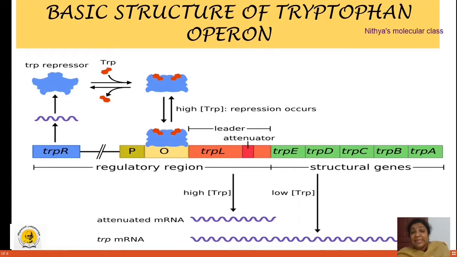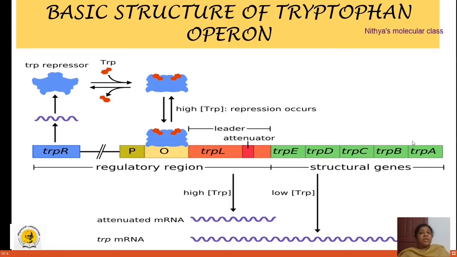Now we can see what this operon looks like. You can see the operonic region with a promoter and an operator, to which the regulatory protein is going to bind, and a leader sequence or 5' UTR, the 5' untranslated region. This is very important in the tryptophan operon. And you can see the 5 structural genes: trpE, trpD, trpC, trpB and trpA.